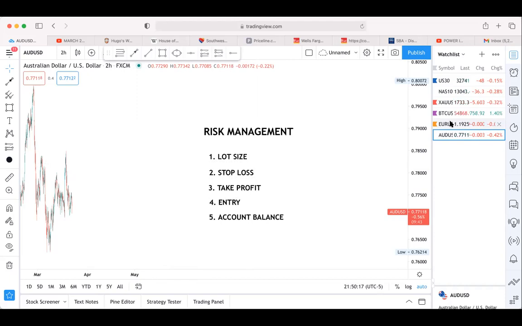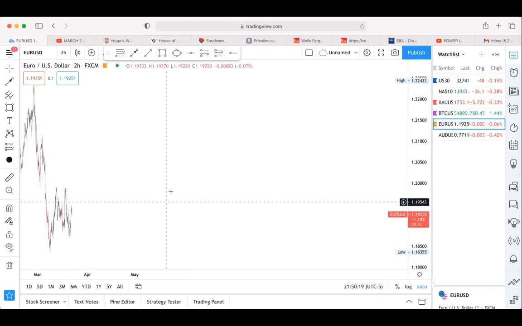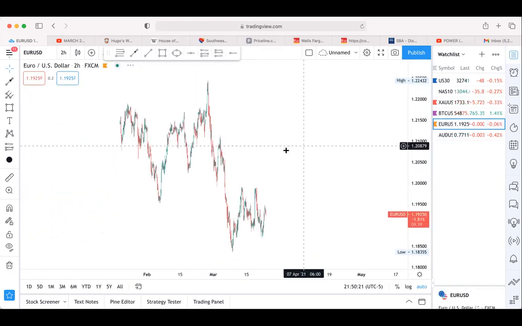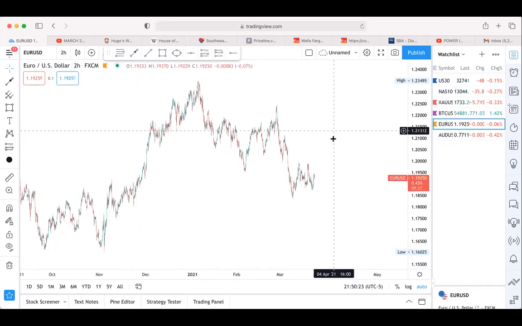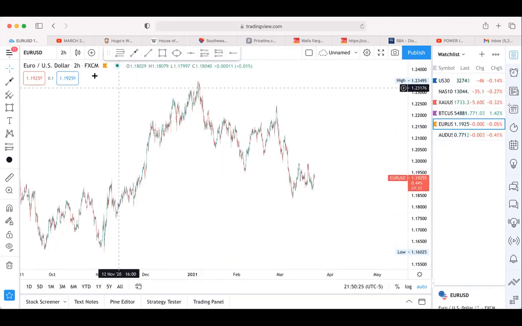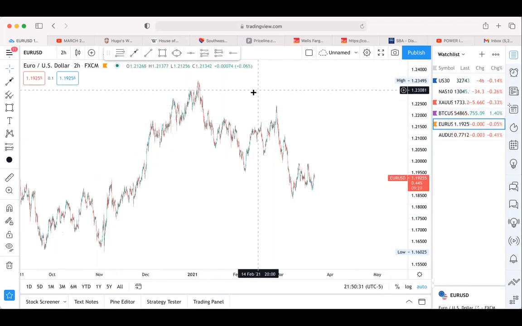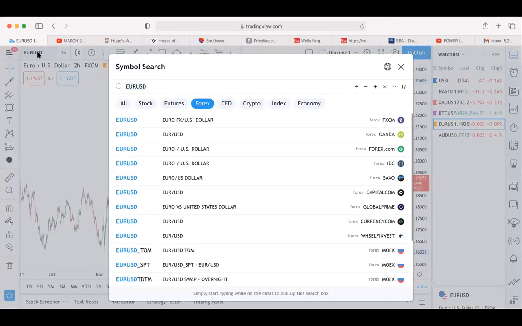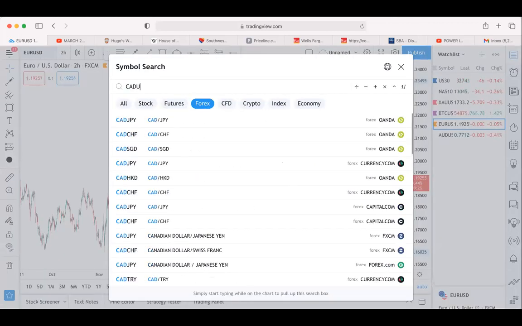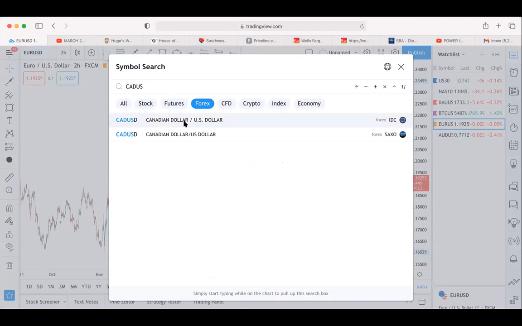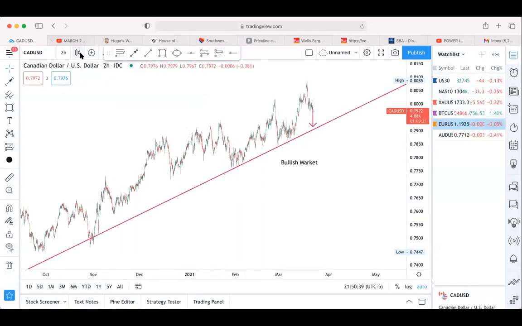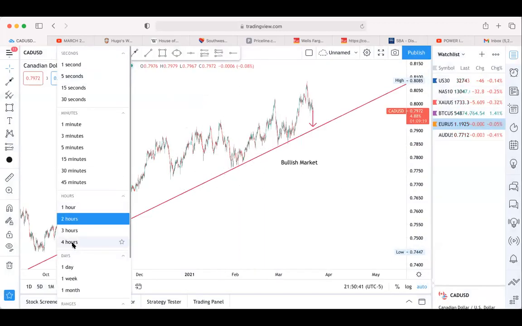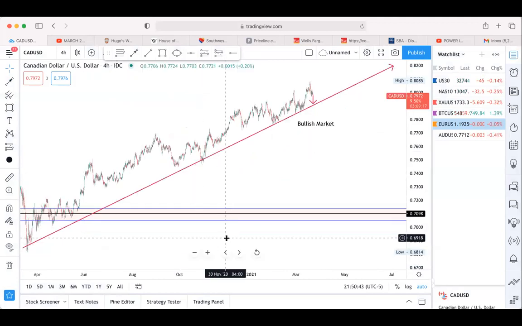Okay, let's go back to this market. Remember we marked out the, is it this one we marked out? Euro USD? I think I marked out the Canadian, CAD USD. Okay, right here, good. Now, this is the CAD USD.